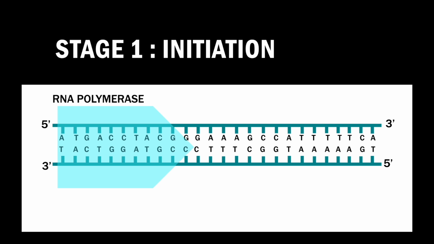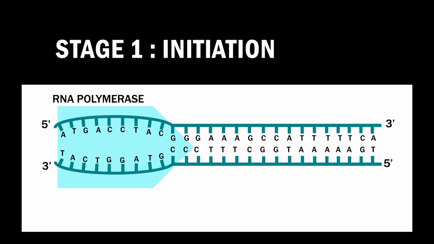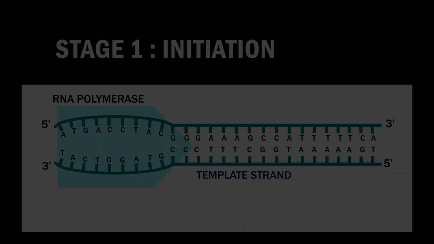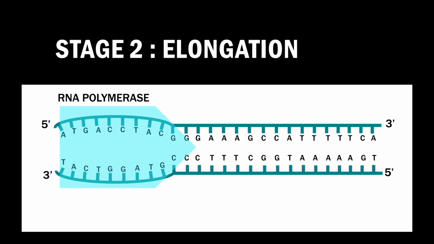Once bound to the promoter region of the gene, RNA polymerase will begin to separate or unwind the DNA strands. Now, the RNA polymerase can use the template strand as the template to synthesize the mRNA. As to here, initiation process is complete. During elongation, RNA polymerase will begin to add RNA nucleotides complementary to the template strand, like this.